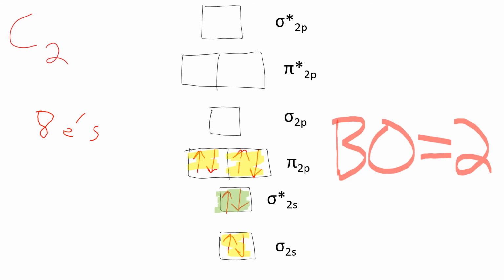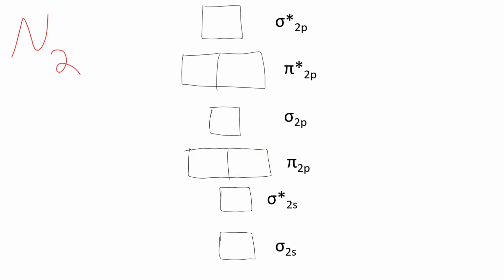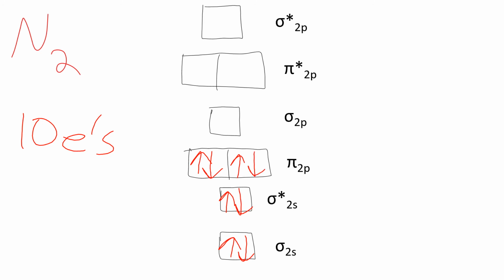And we just keep on going through this process. When we go to N2, same thing. Count up your valence electrons. Each nitrogen brings in 5, so we're looking at a total of 10 valence electrons that we would have to place. Fill up from lowest energy to highest energy. 1, 2, 3, 4, 5, 6, 7, 8, 9, 10. This is what the molecular orbital diagram for N2 would look like.